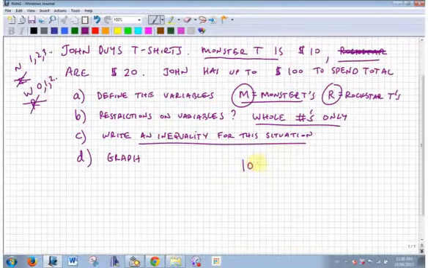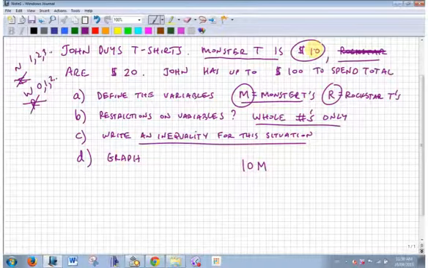So if I go 10M, that's how much money it will be, right? To each one is $10. So if M is 1, that's $10. If M is 2, that's $20. So on and so on, right? M's the number of monster t-shirts and 10 is the value of each one.